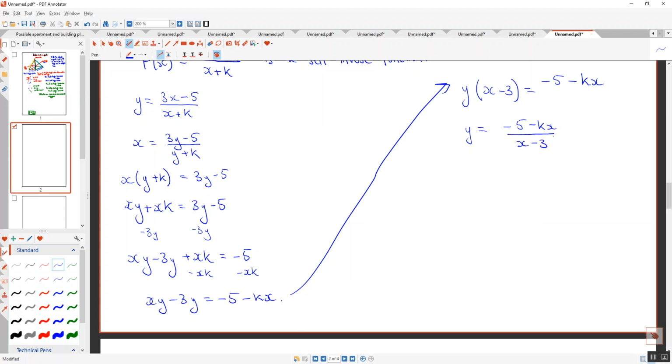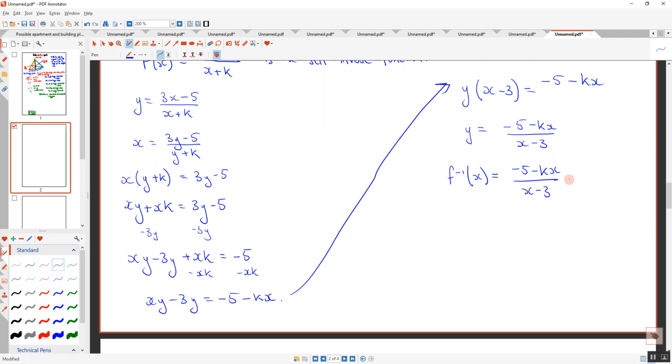This, you're pretty much guaranteed to get, not necessarily a question like this, but you will have to find the inverse of something like this, okay, where you're going to have to follow these steps. And then to finish it, I write my inverse is equal to minus 5 minus kx over x minus 3. Yeah, correct, it doesn't look the same.